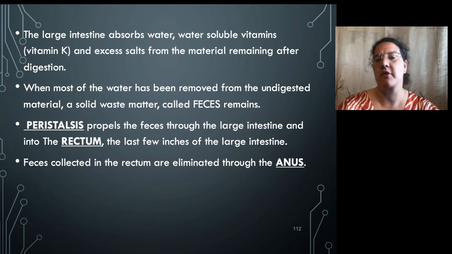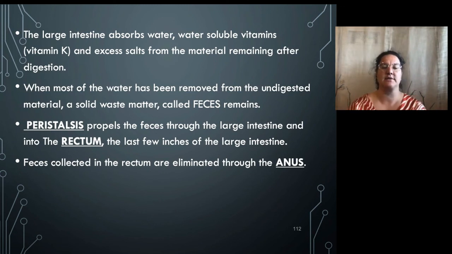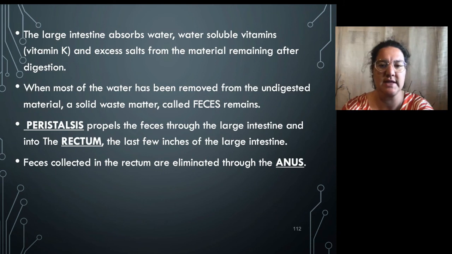The primary job of the large intestine is to absorb water, water-soluble vitamins, and excess salts from any remaining digested material after digestion has occurred. So when most of the water has been removed from the undigested material, now we have feces left over. And we have systemic contractions again called peristalsis, where we're going to propel the feces through the large intestine towards the rectum, which is the last few inches of the large intestine, before they're eliminated out through the anus.